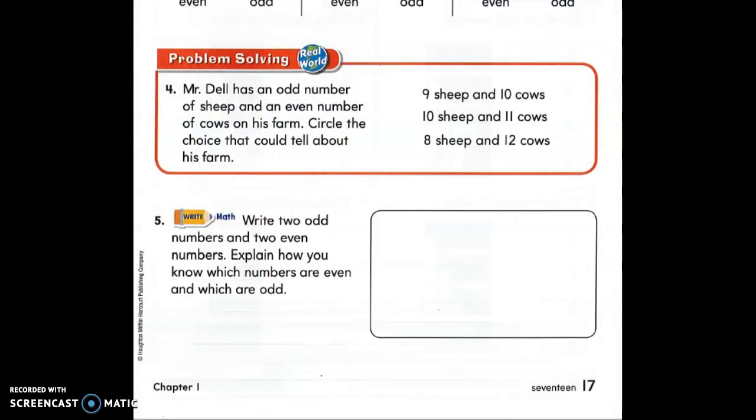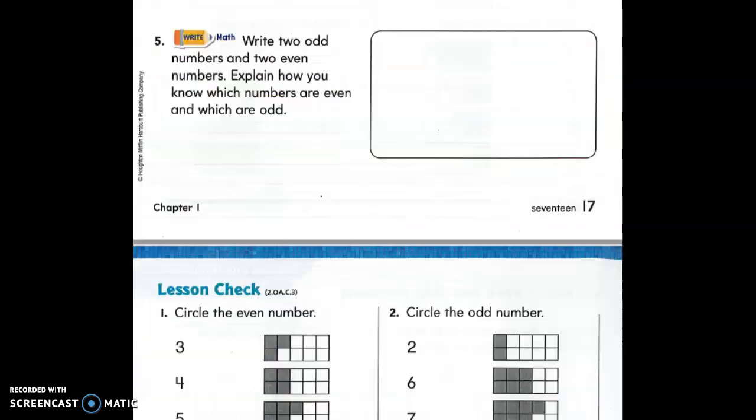Number 5 says write 2 odd numbers and 2 even numbers. Explain how you know which numbers are even and odd. So you're going to pick 2 odd numbers and pick 2 even numbers, and then tell me why. You've got that big nice box.